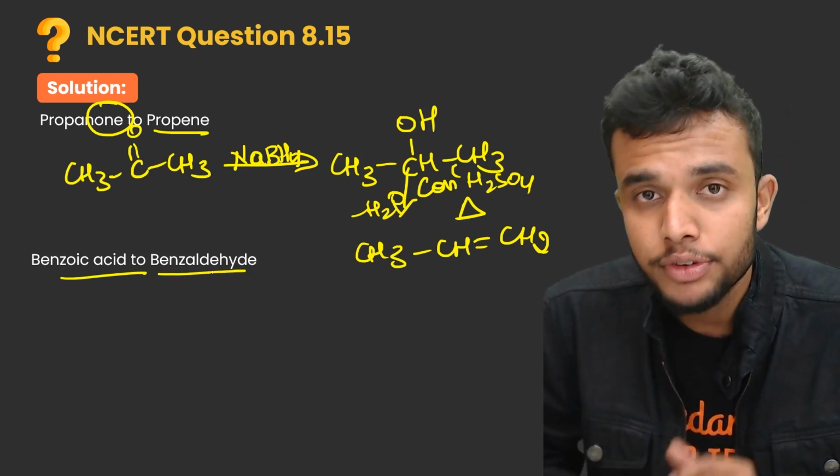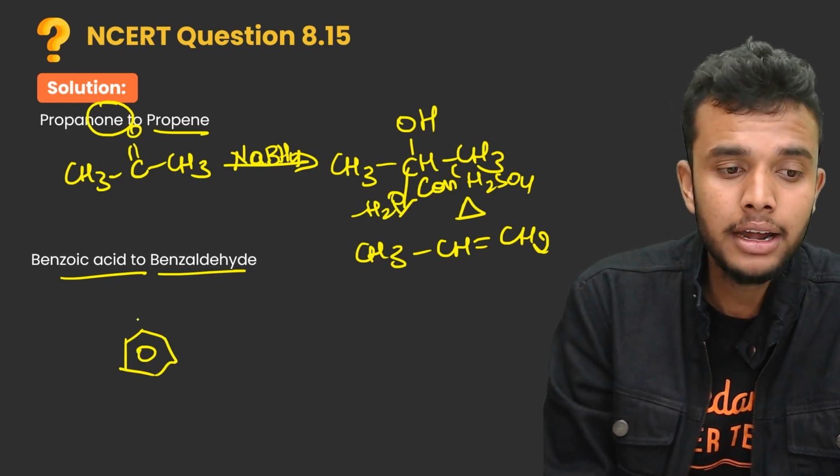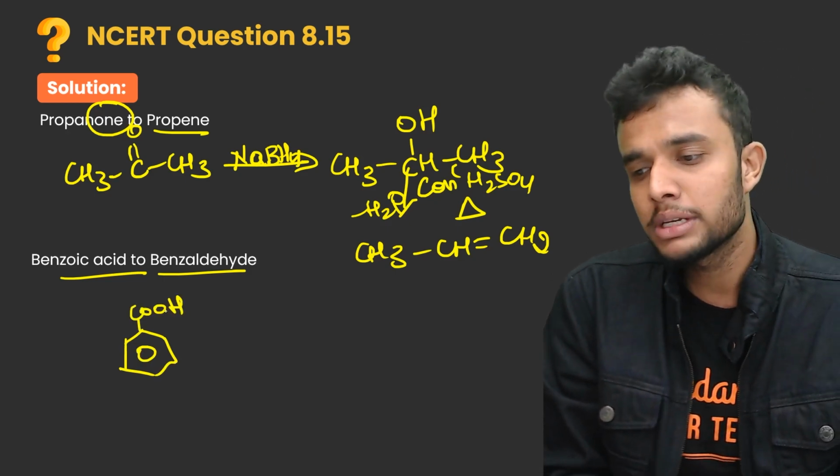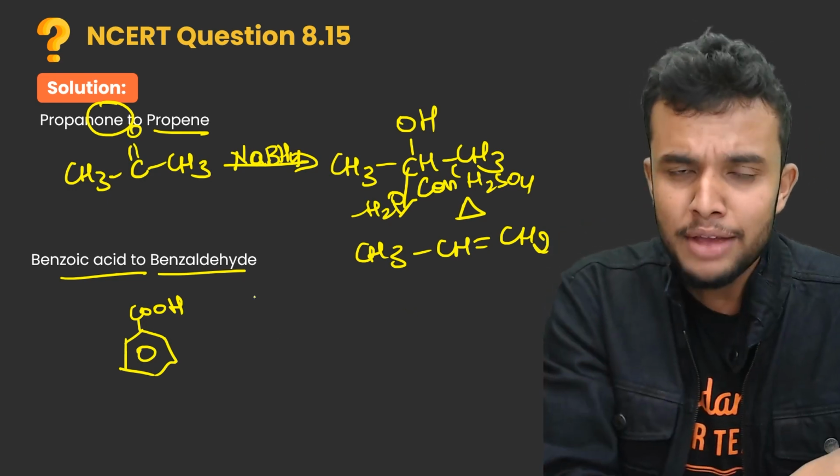Benzoic acid to benzaldehyde. What is the structure of benzoic acid? This is the structure of benzoic acid, right? For one phenyl group, a COOH group is attached. It's a very simple benzaldehyde. We already discussed it in a previous exercise also.